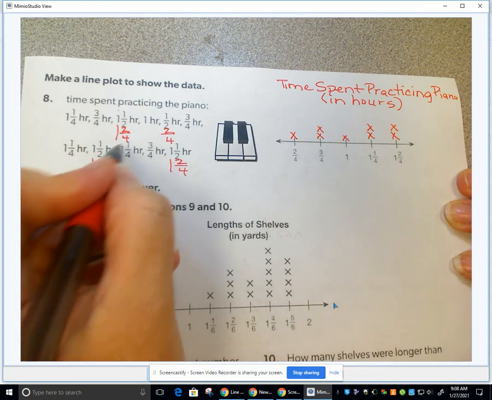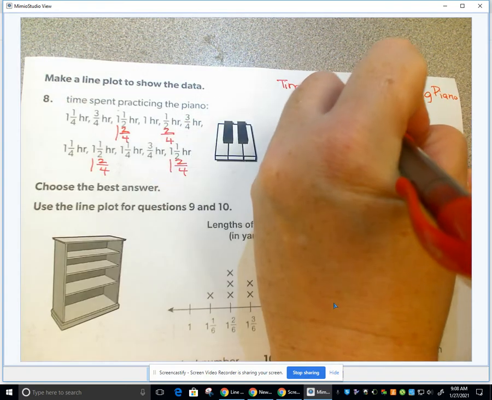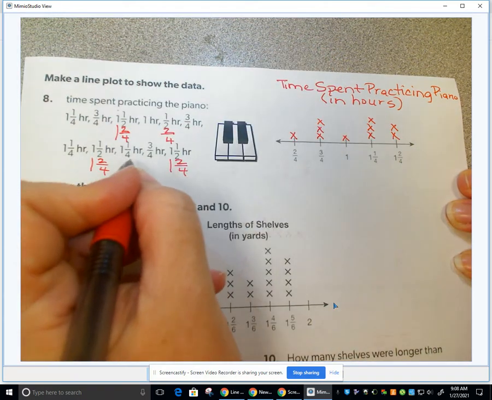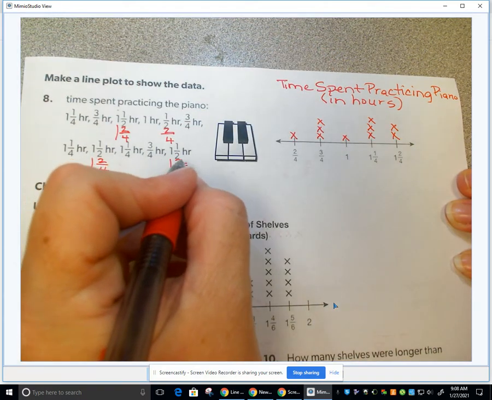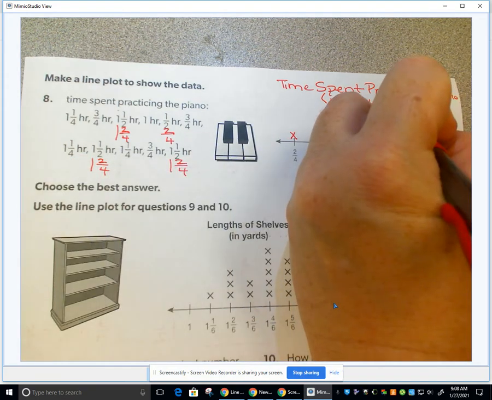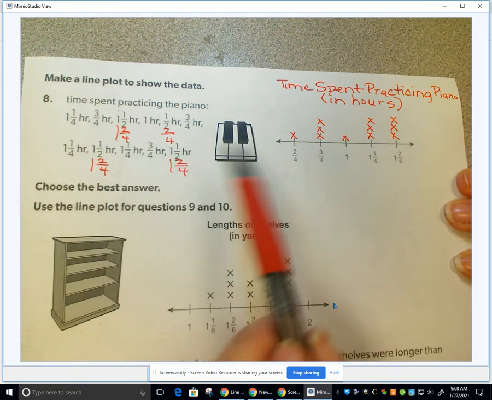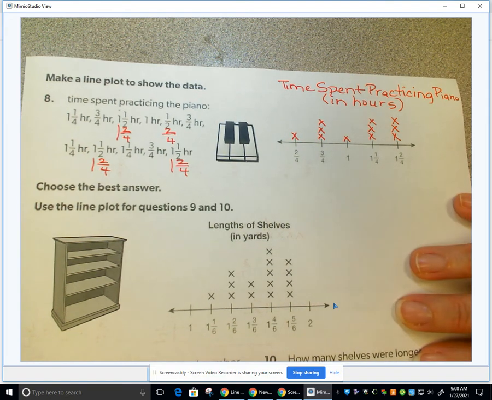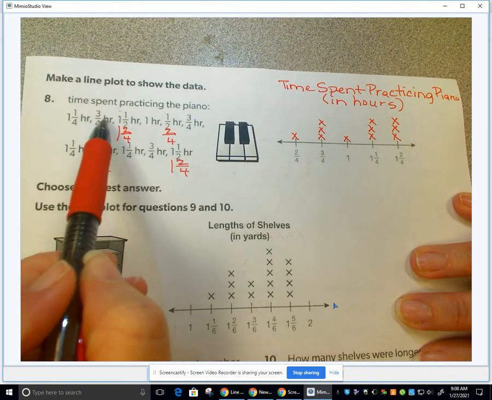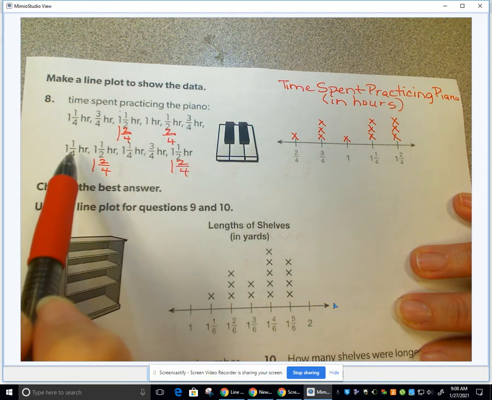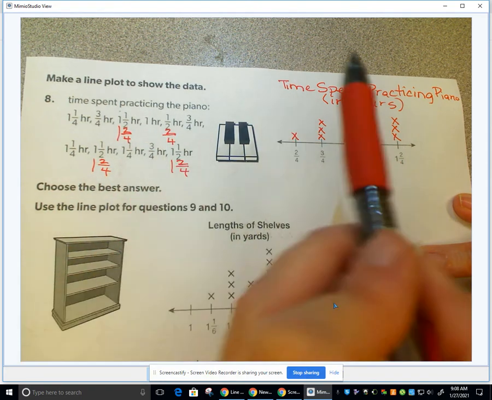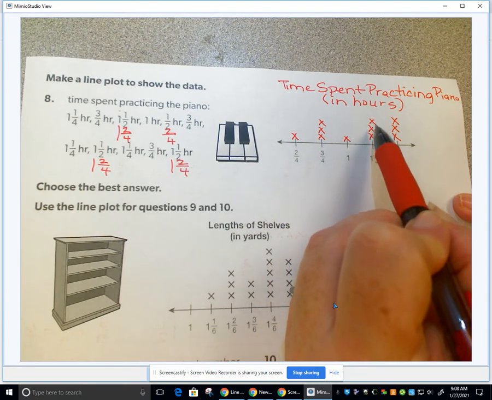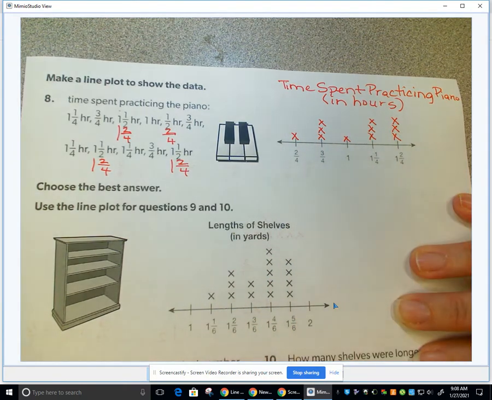See why it's important to go ahead and rename them? 1 1/4. 3 fourths. And 1 2 fourths for 1 1/2. Now, all we're doing with this one is plotting the points, just practicing. Count your data, remember. 1 2 3 4 5 6 7 8 9 10 11. Count my X's. 1 2 3 4 5 6 7 8 9 10 11.